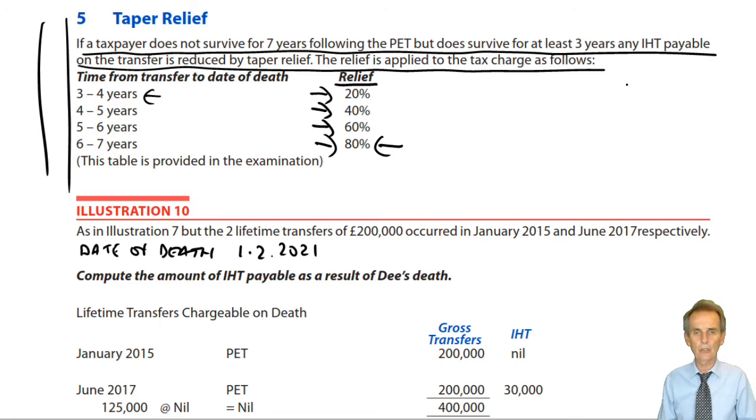Now, as we said in our introduction a moment ago, we will, a little bit later in this lecture, move into looking at the CLTs that were chargeable when made and may then also become chargeable on death. And if you have a CLT that is made within the 7 years of the date of death, but you survive for at least 3 years, but not the full 7, from the date of the transfer to the date of death, then taper relief would also serve to reduce any tax charge that would otherwise have arisen. How we compute that tax charge, of course, well, that's for later in this lecture.